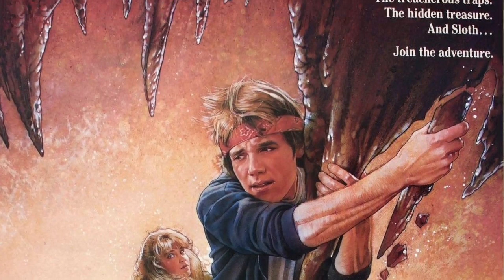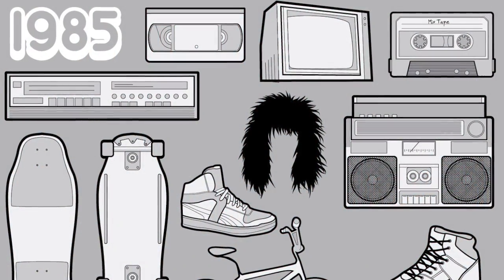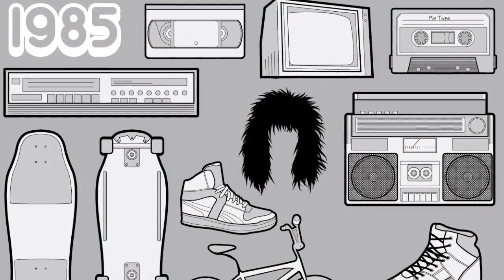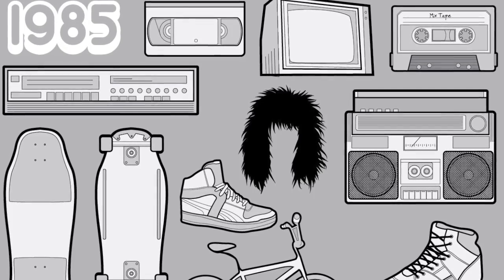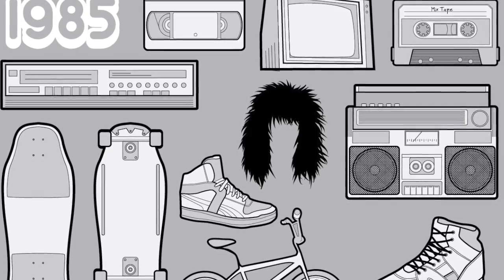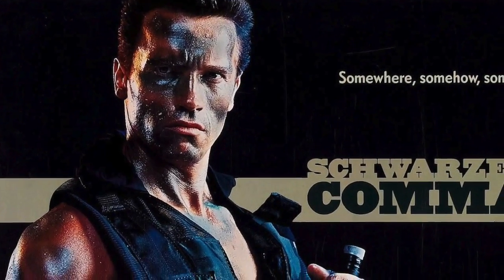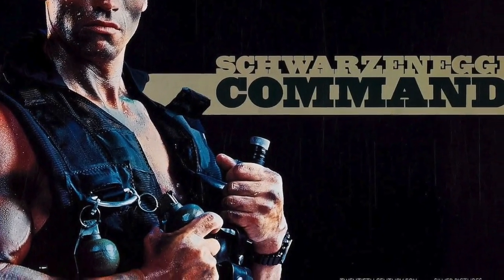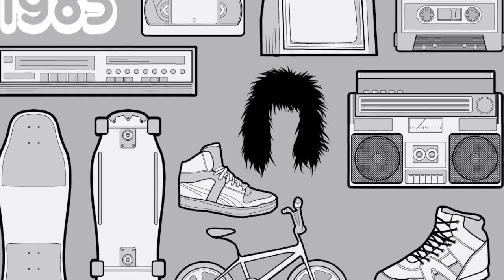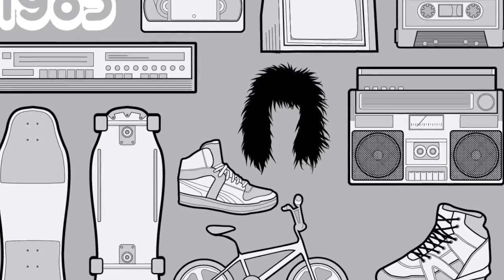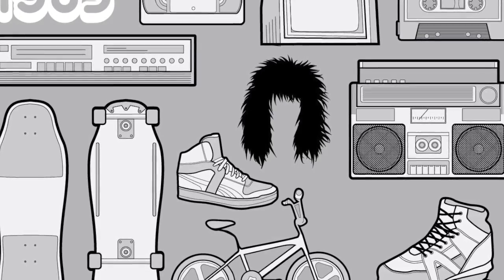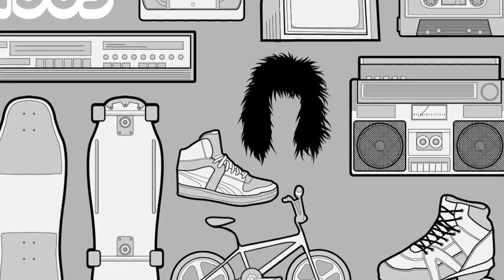Spies Like Us. Fletch. A View to a Kill. Great theme, Duran Duran. National Lampoon's European Vacation. Brilliant. The Breakfast Club. St. Elmo's Fire. Mad Max Beyond Thunderdome. Oh, wow. That was Commando. Teen Wolf. It just goes on. So Commando and Rambo Part 2 came out the same year. Weird Science, one of the greatest films of all time. The Care Bears movie. Black Cauldron.